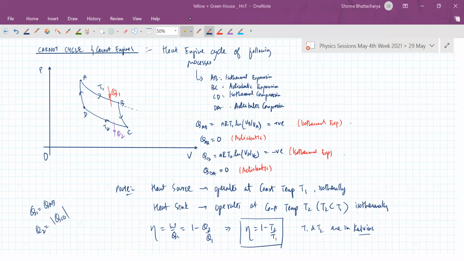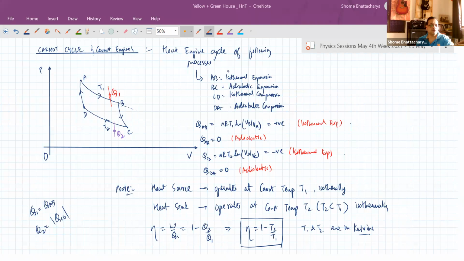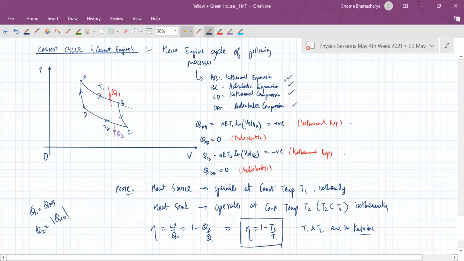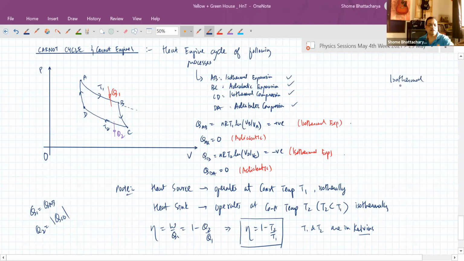Sir, can you explain it again in short? Yeah, the Carnot cycle, as I've written over here, is a heat engine cycle that consists of these four processes: A to B as I've written down, B to C as I've written down, C to D, and D to A. And then we just applied the formula for each of the processes. Isothermal process, you'll remember. What is the thermodynamics of an isothermal process? Q is equal to W is equal to nRT ln V final by V initial.